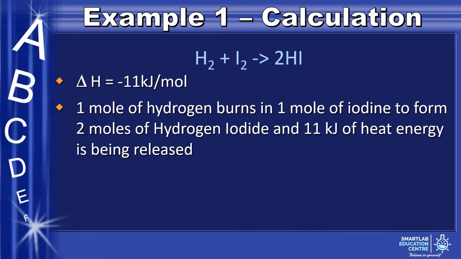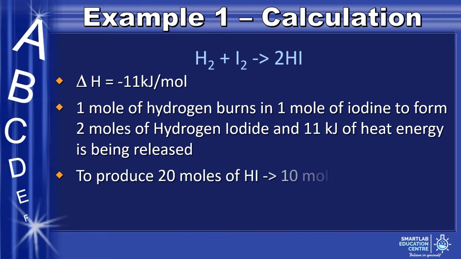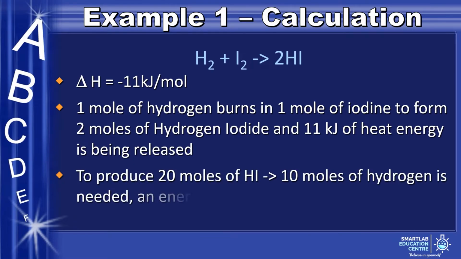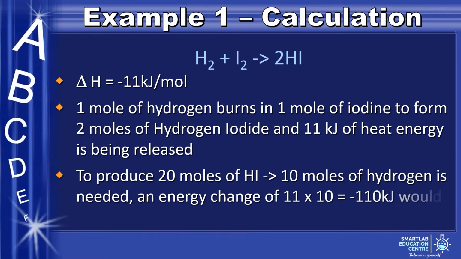In order to produce 20 moles of hydrogen iodide, 10 moles of hydrogen is needed, and thus an energy change of negative 110 kilojoules would take place.